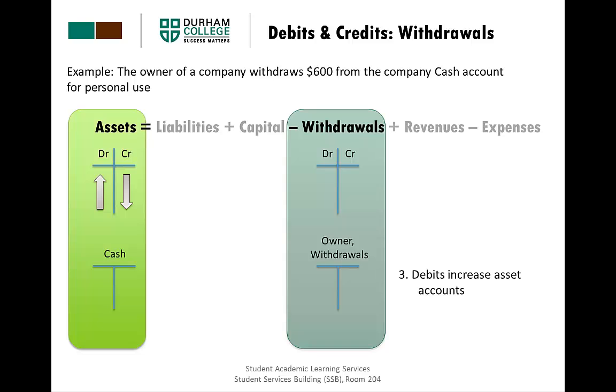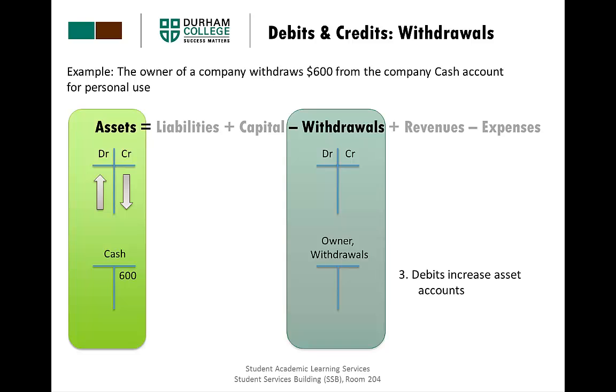In this example, the owner of a company withdraws $600 from the company cash account for personal use. The cash withdrawn is an asset of the company, so we know that the cash account is credited because it is decreasing. The owner is taking something from the company for personal use.